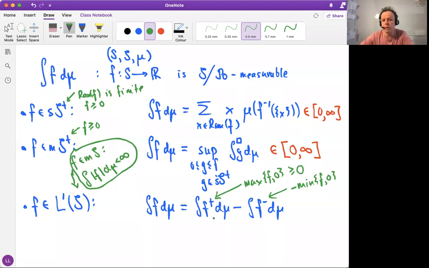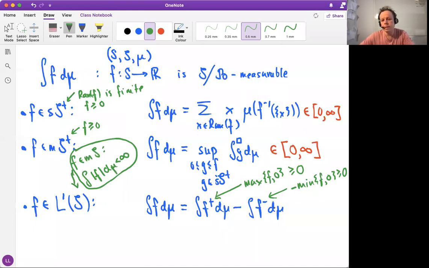So this integral is defined by part 2 here. F minus, this minus sign guarantees that this function is also a non-negative function. So the integral is well defined by part 2.